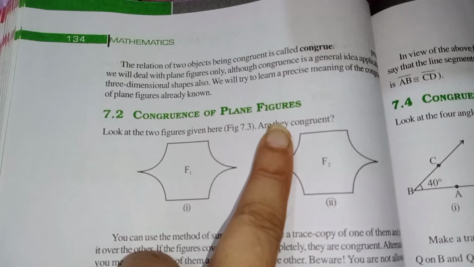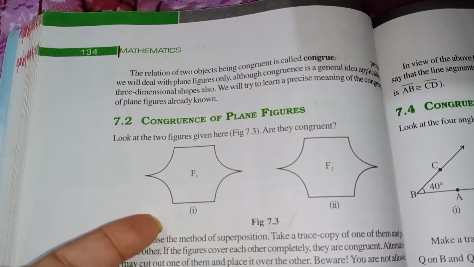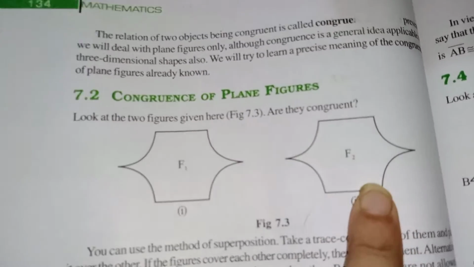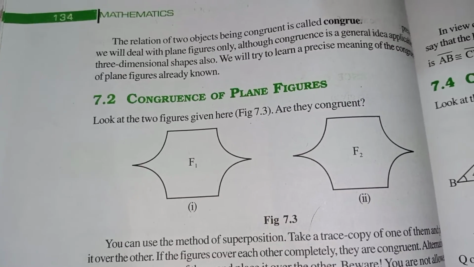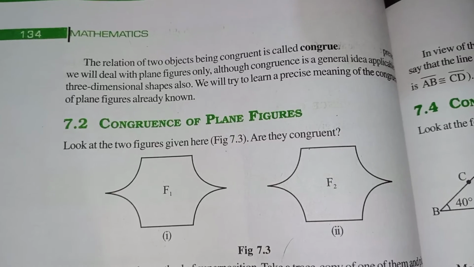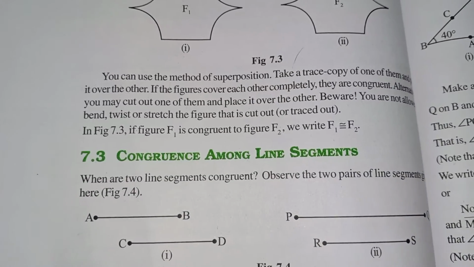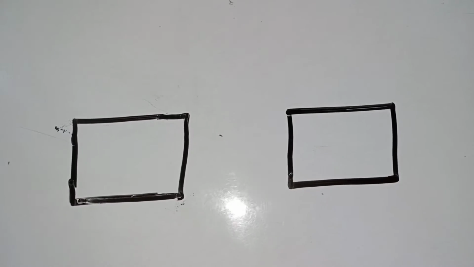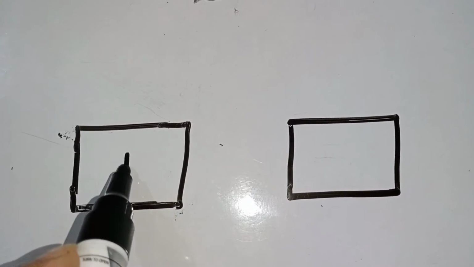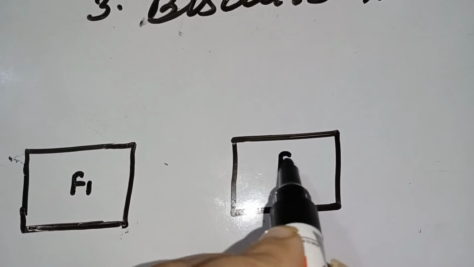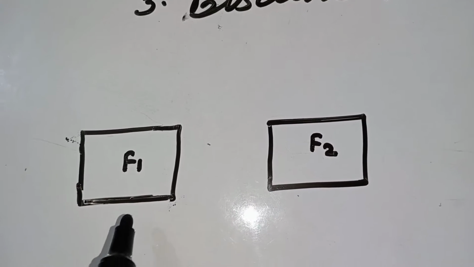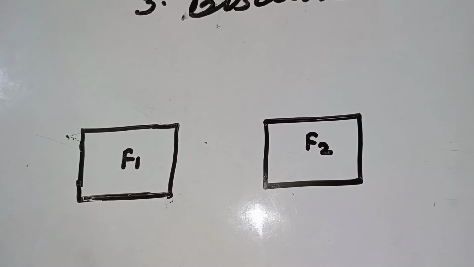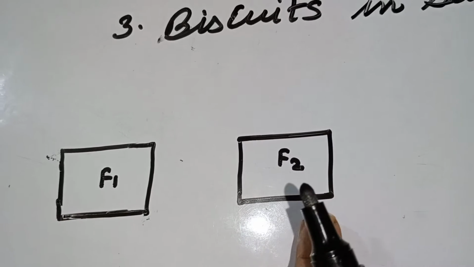Congruence of plane figures. Suppose we have any figure, any triangle or any rectangle, and look at this figure 1 and figure 2, you can see they are of same shape and same size. So you can see if we place them on each other, they will overlap. In the same way we have congruence among line segments also. Look at these two figures, figure 1 and figure 2. You can see they are same size, same shape. So when two figures are congruent, we can say F1 is congruent to F2.